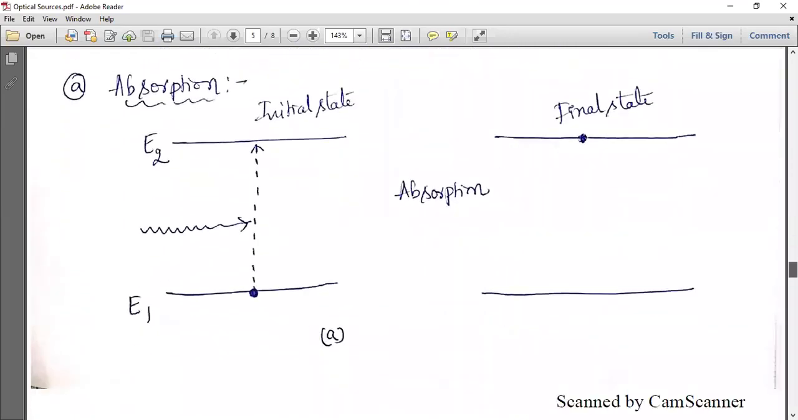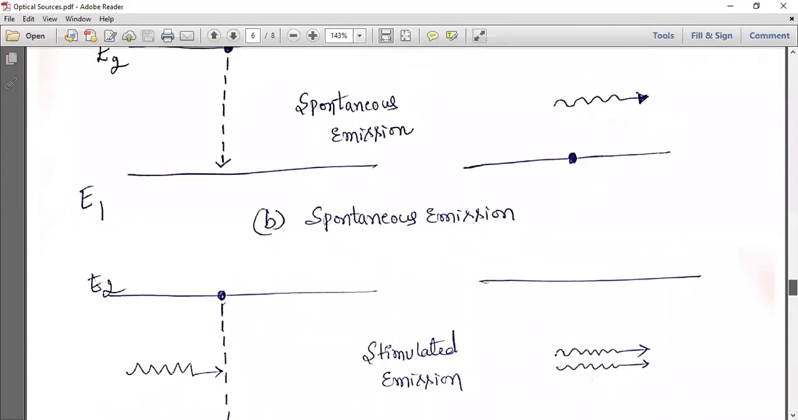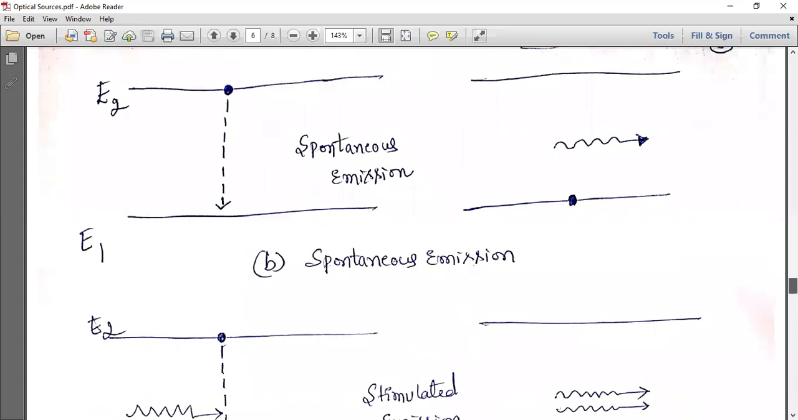Then we discussed absorption as well as emission. In absorption, the electron or the holes present in the valence band or in the lower bands take the energy from the incident photon and jump to the conduction band. That is absorption. There are two types of emission we have discussed: one is spontaneous emission, another is stimulated emission. Spontaneous emission is used by LED. While it comes from the conduction band to the valence band, it releases the energy within the wavelength of the optical domain, so the light is generated and passed out. Then it jumps to the valence band. That is spontaneous emission.